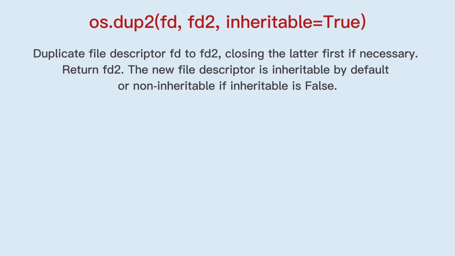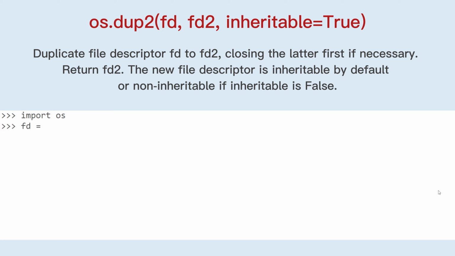os.dup2. Duplicate file descriptor fd to fd2, closing the latter first if necessary. Return fd2. The new file descriptor is inheritable by default or non-inheritable if inheritable is False.